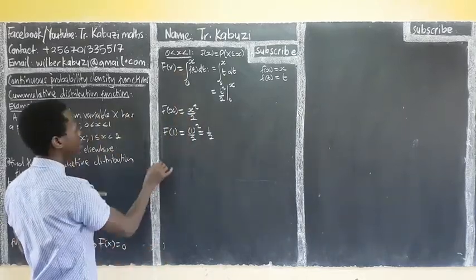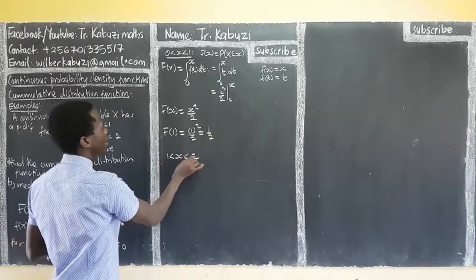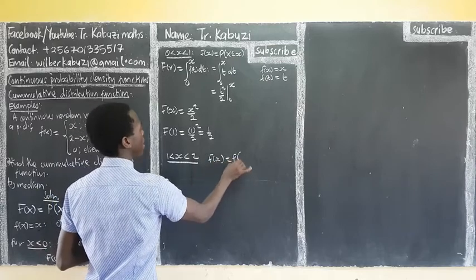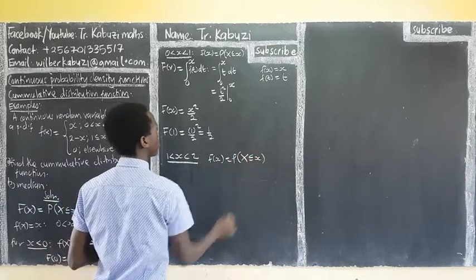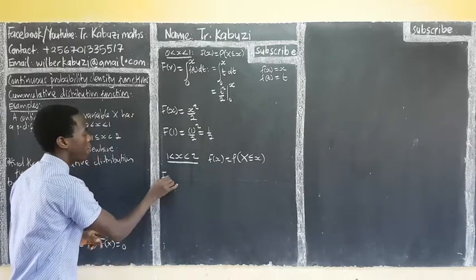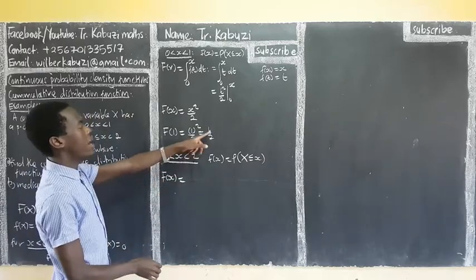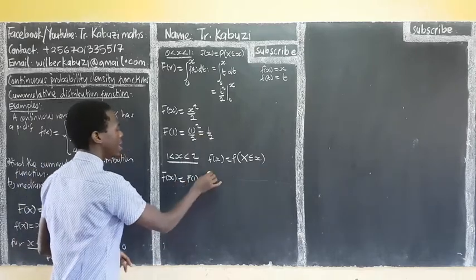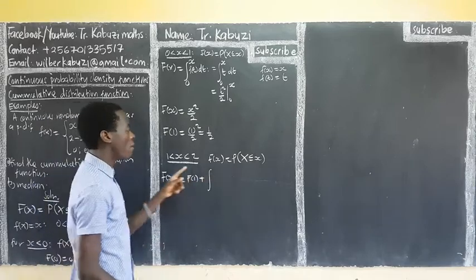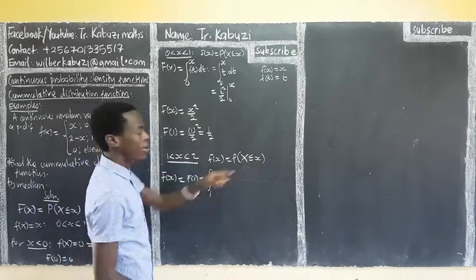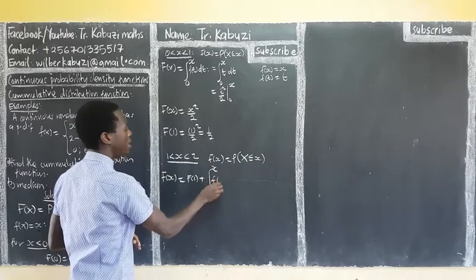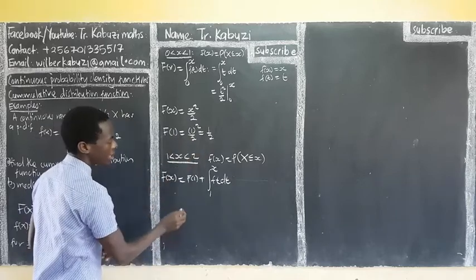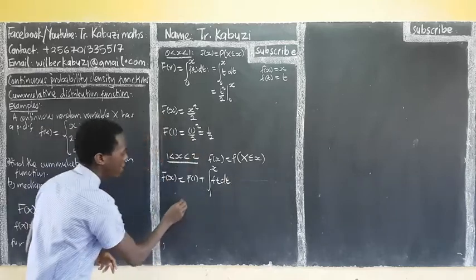Now we come to the interval 1 less than x less than 2. So remember, the capital F of x we are looking for is the probability that X is less or equal to x. Here, our capital F of x is going to be capital F of 1, then plus this integral from 1 to the x we want of f of t dt. Our capital F of 1, we've seen, gave us a half.